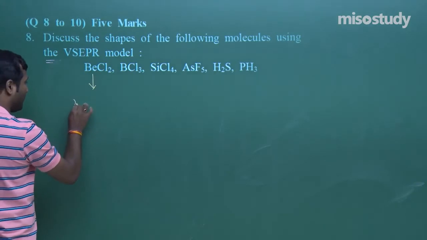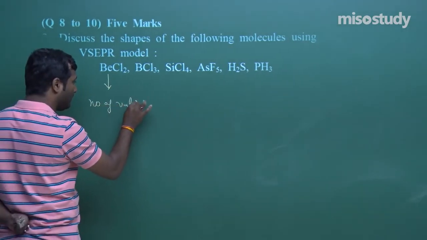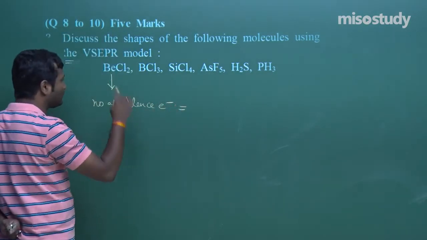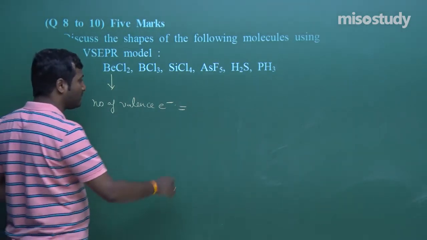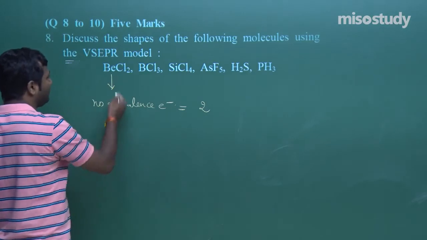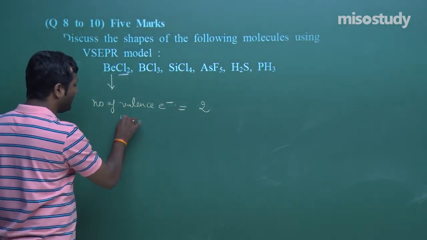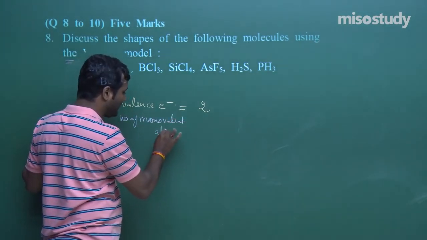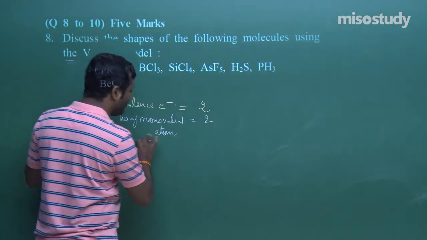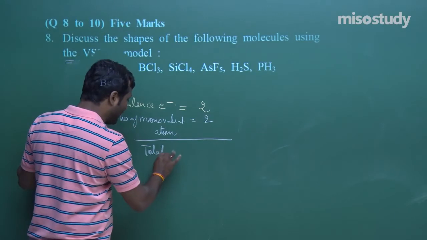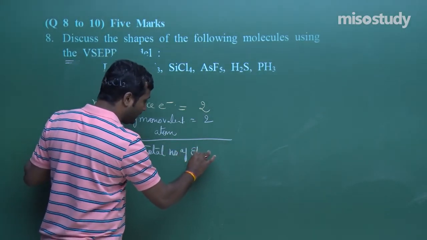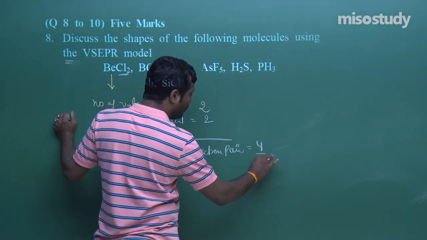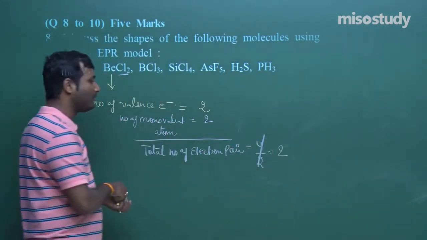Be. What is the number of valence electrons? Number of valence electrons of the central atom. Be has atomic number, my friend, 4, so valence electrons 2. Now, how many monovalent atoms are linked to it? Number of monovalent atoms attached to the central atom is 2. So we will say total number of electron pairs will be 2 plus 2, 4, divided by 2, that is 2. This is the number of electron pairs.